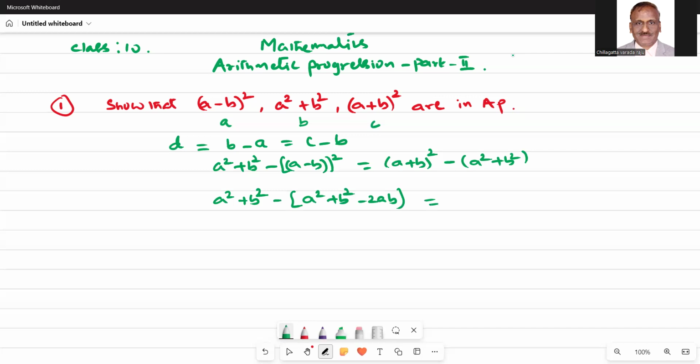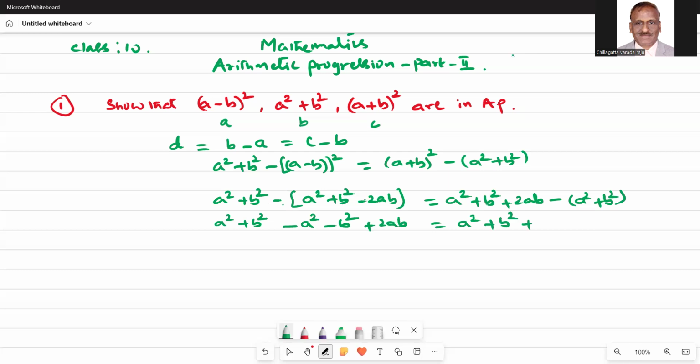In RHS also, (a plus b) whole square is a square plus b square plus 2ab, minus of a square plus b square. In the next step, we will open up the bracket on both the sides. So that gives you a square plus b square minus a square minus b square, then minus into minus gives you plus 2ab, is equal to a square plus b square plus 2ab and minus a square, and minus into plus gives you minus b square. Any like terms having the opposite sign here? So plus a square minus a square, plus b square minus b square will cancel in LHS.